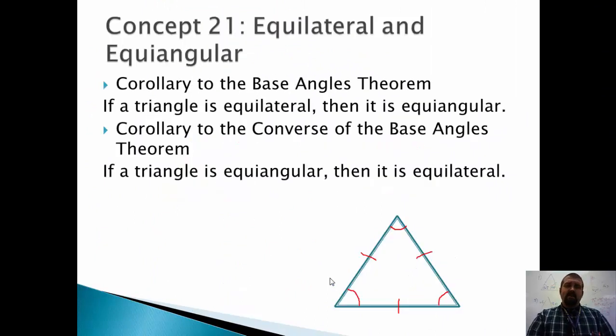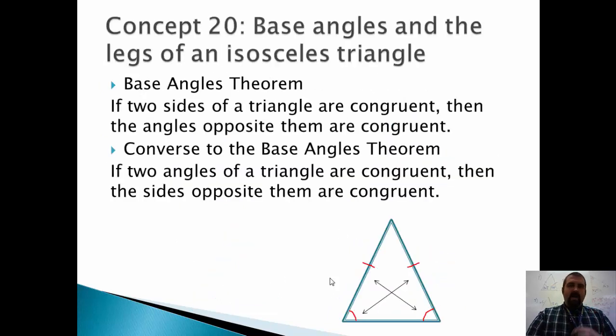The next concept we'll talk about is equilateral and equiangular. If we look quickly back at this concept, it said if two sides of a triangle are congruent, then the angles opposite them are congruent. It happens that if I have sides being congruent, the angles opposite them in a triangle will always be congruent. The angle across and the side across always match up. If I have the largest side, it actually matches up to the largest angle. If I have the smallest side, it actually matches up to the smallest angle.